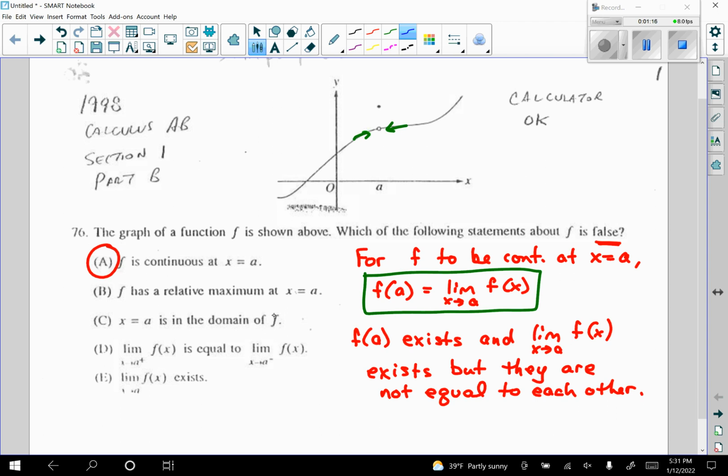X equals A is in the domain of f. That's true because f of A does exist. The limit of f of x, so this is the right-hand limit, is equal to the left-hand limit. That's true. And because D happens, E is true. So the limit of f of x as x approaches A exists. So that was A for this answer.